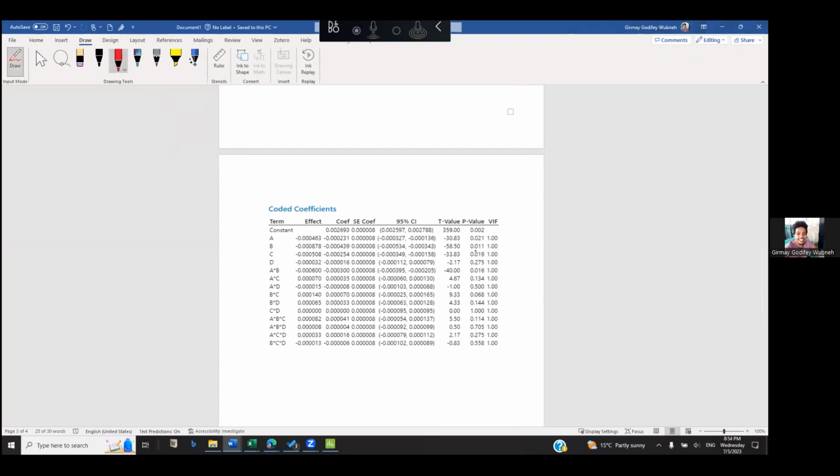Factor A, our surface area, surface response. P-value 0.02, so significant factor. C, D is not a significant factor because it's greater than 0.05. Interaction of AB is significant, at 0.05.